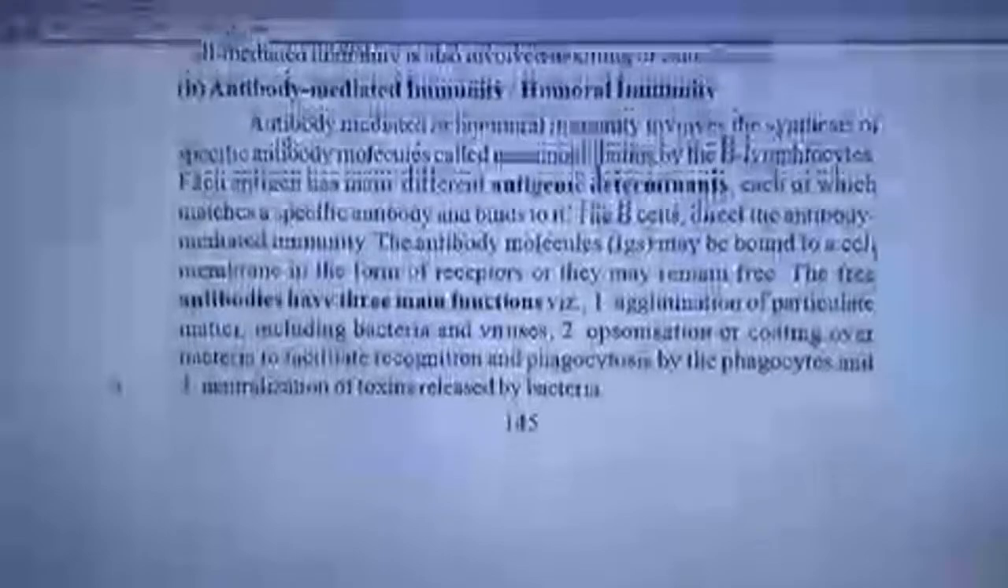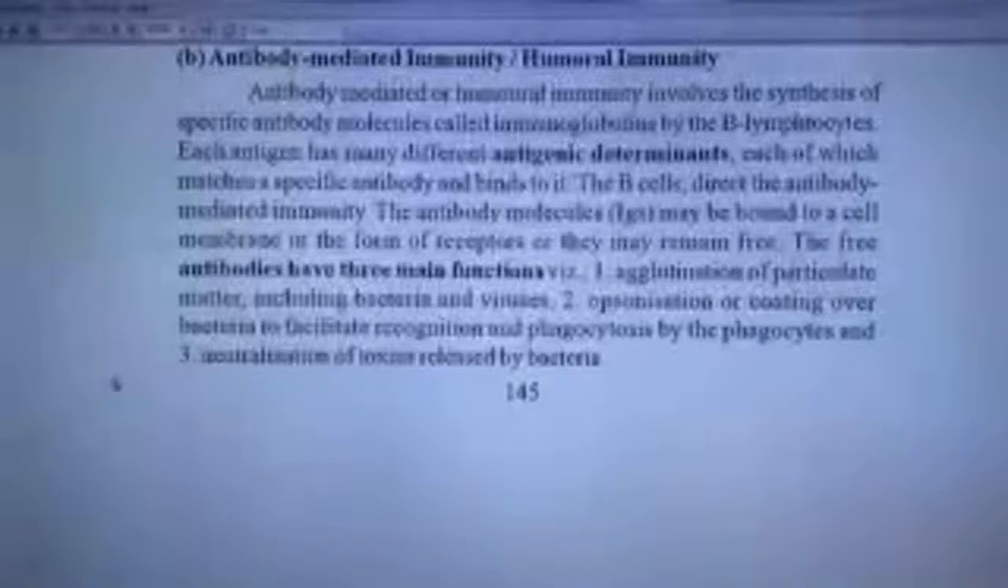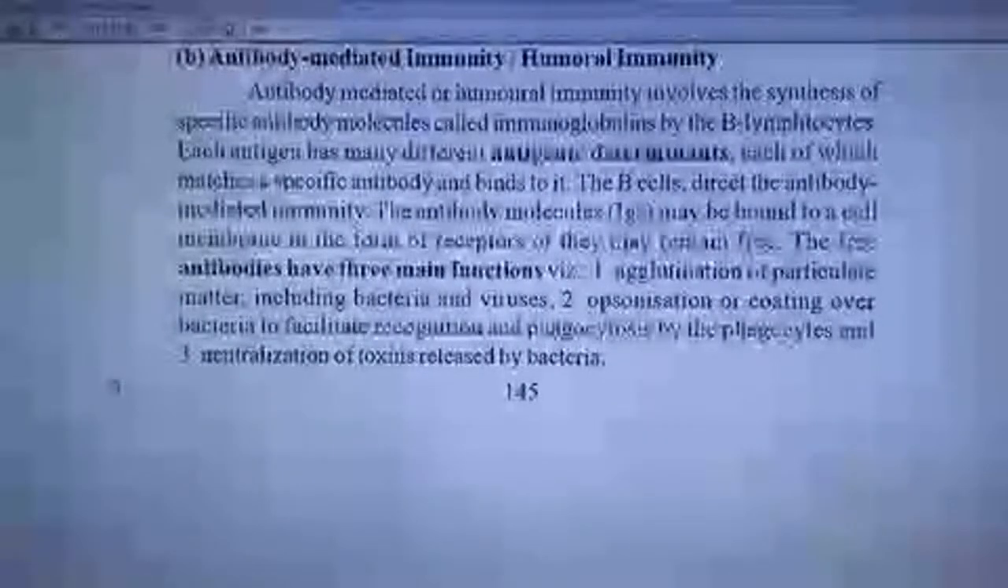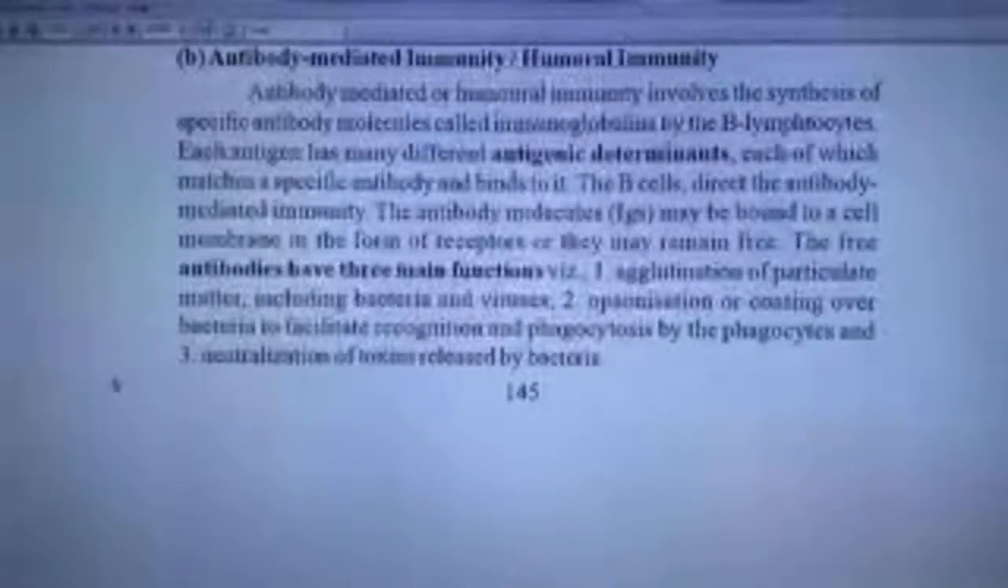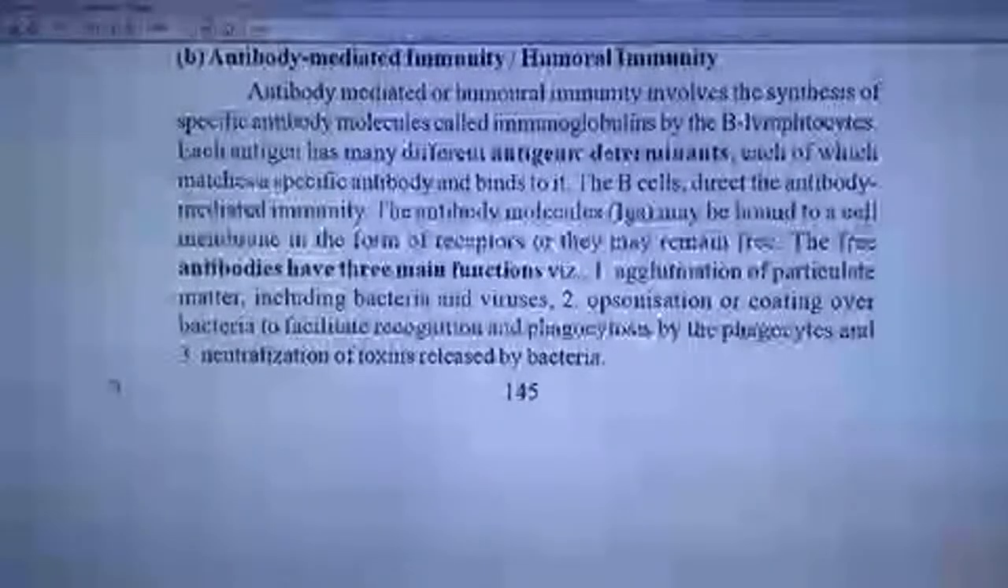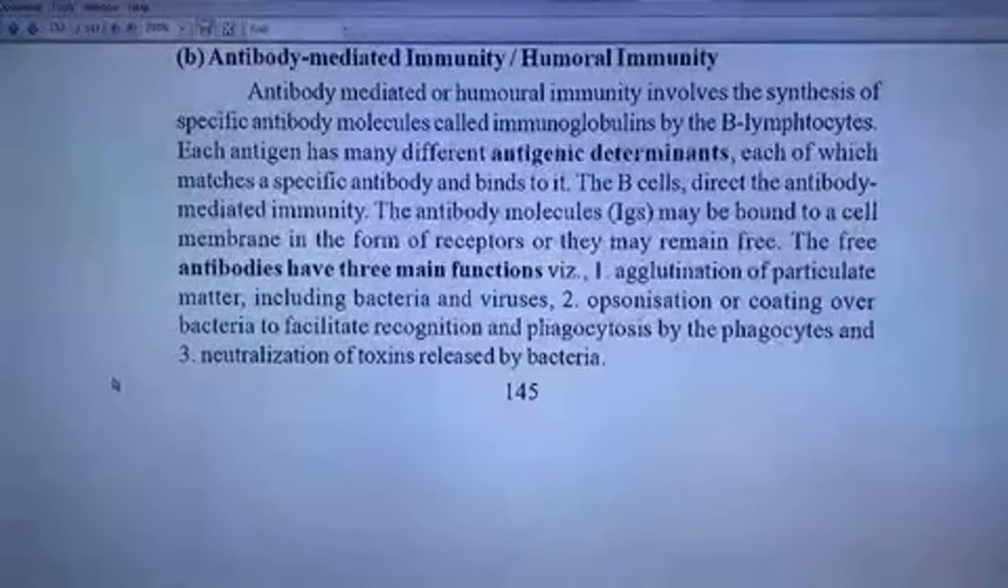Antibody-mediated immunity, or humoral immunity, involves the synthesis of specific antibody molecules called immunoglobulins by the B lymphocytes. Each antigen has many different antigen determinants, each of which matches a specific antibody and binds to it. The B cells direct the antibody-mediated immunity. The antibody molecules may be bound to a cell membrane in the form of receptors or they may remain free.